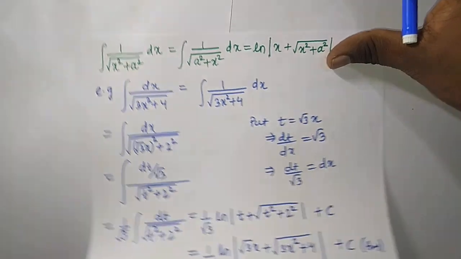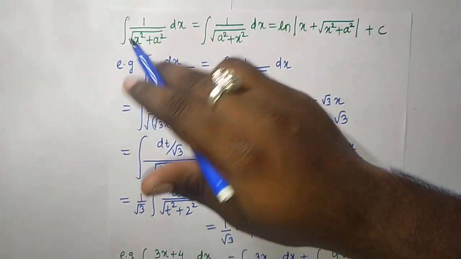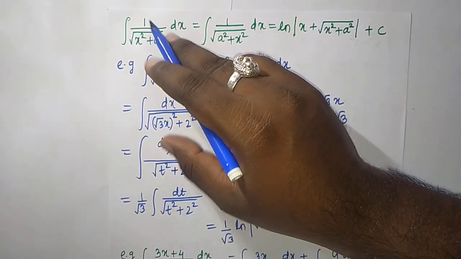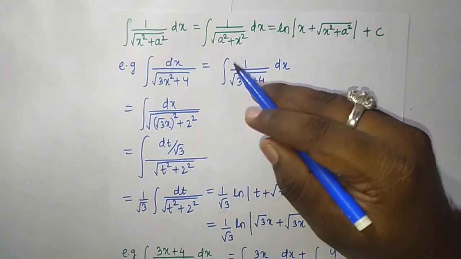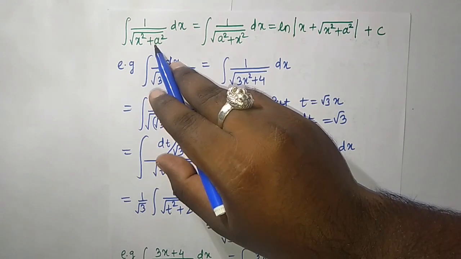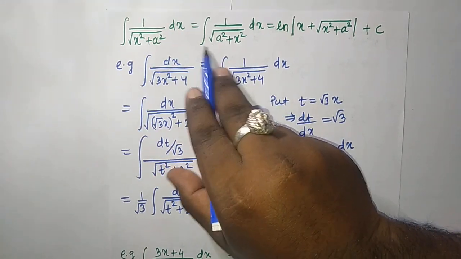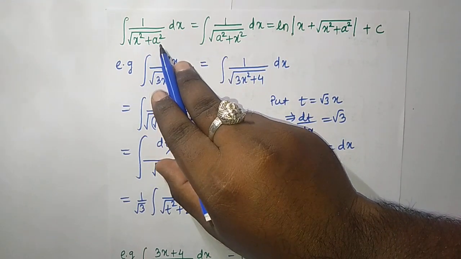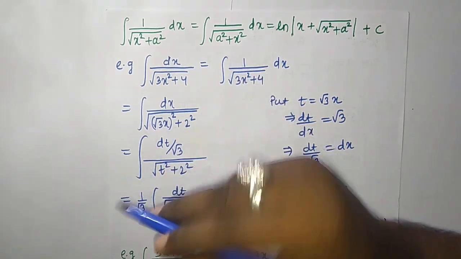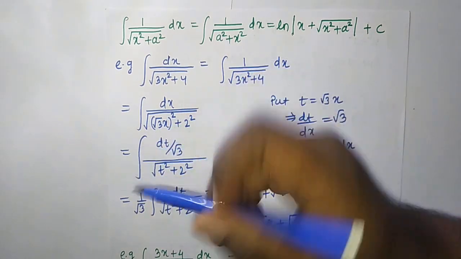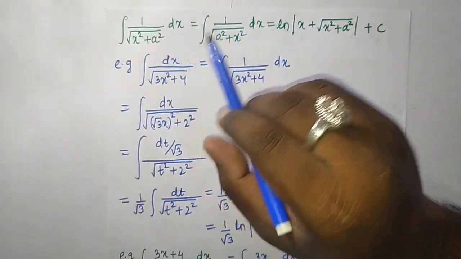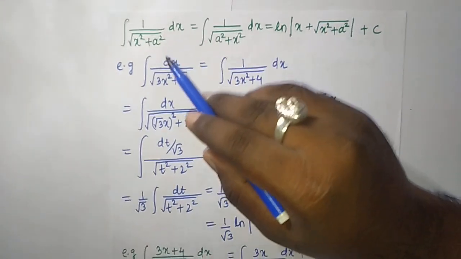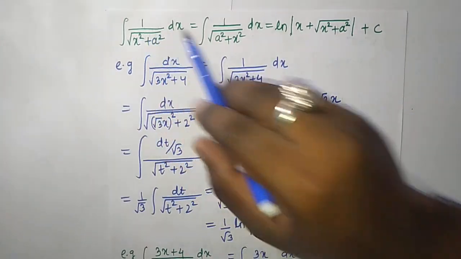Okay, now next come to another form. Integration of this form, 1 by root over of x square plus a square, is equal to... see, you can see these two terms are same, because x square plus a square is same as a square plus x square. 1 plus 2 is 3, 2 plus 1 is also 3. So sometimes you may get this form as well, and the formula for these two forms is same. What is its formula?